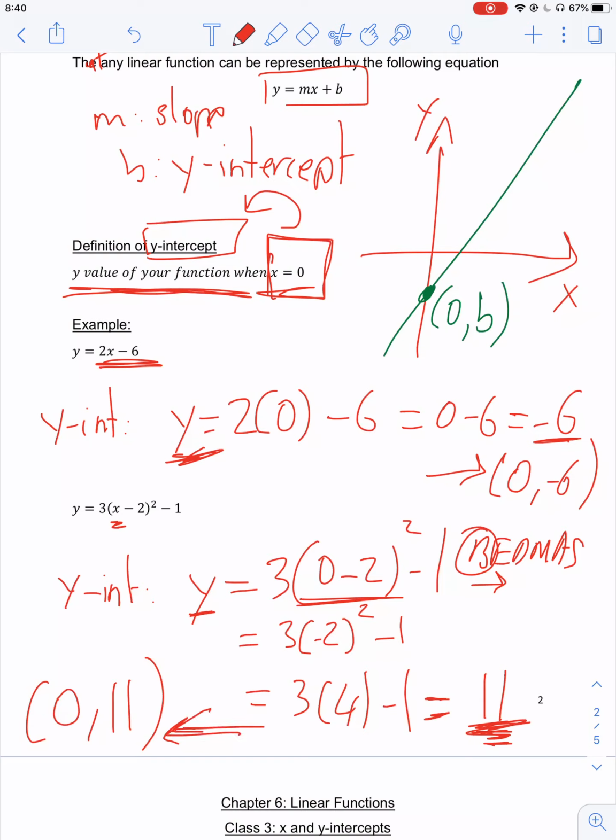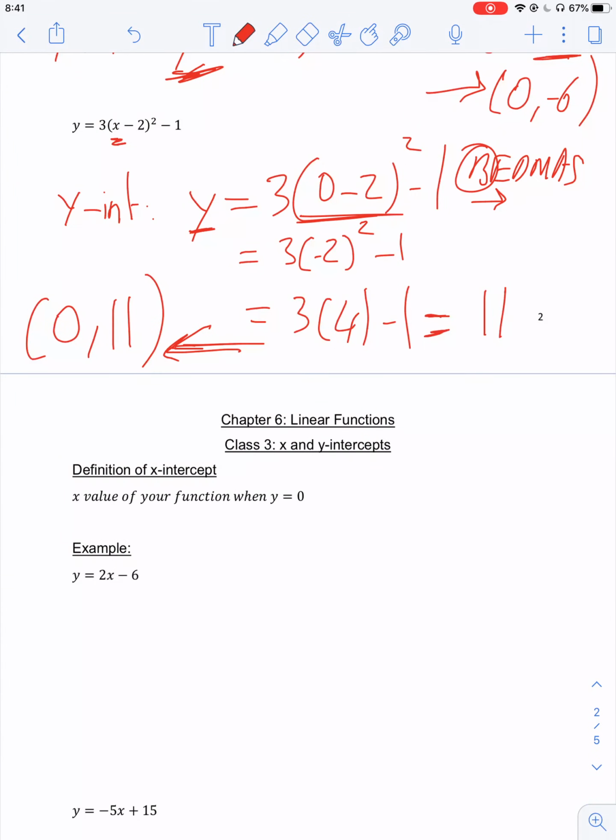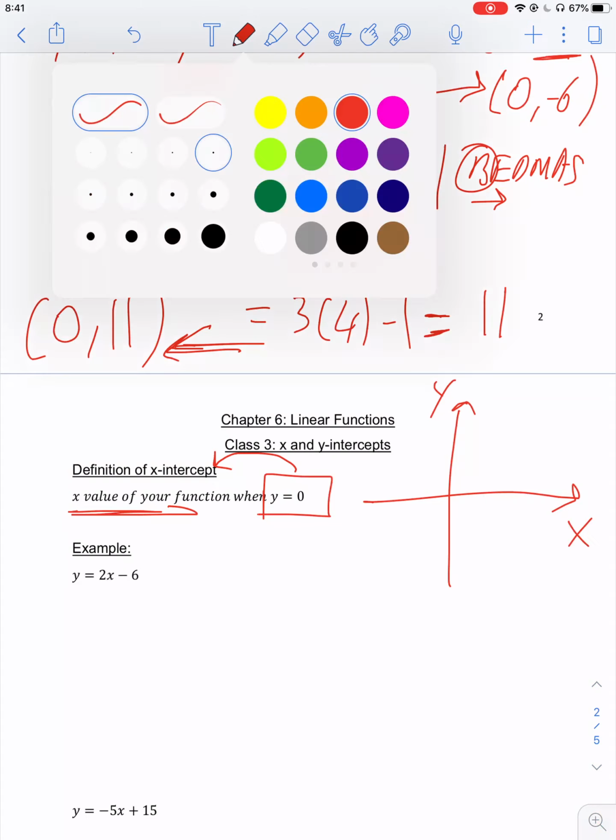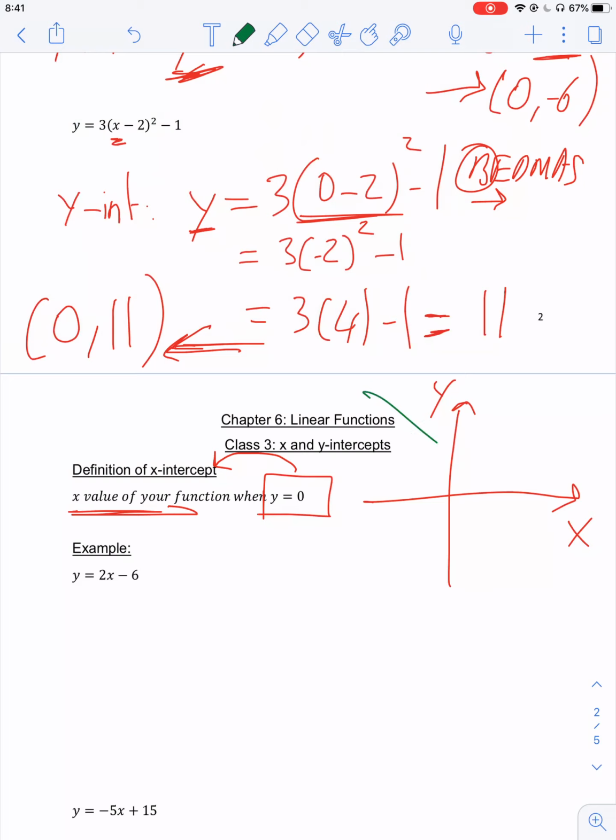Okay? Now, the new definition that I'm going to talk about today is x-intercept, okay? So x-intercept, just like the y-intercept, is the x value of your function when your y value is equal to 0. Okay, so now here you're going to replace y value by 0 and solve for x. Okay, so what do I mean by x-intercept? So, graphically, x-intercept means the point where your function, let's say, crosses the x-axis. So this is the point that I'm interested in, right? So this is my x-intercept.